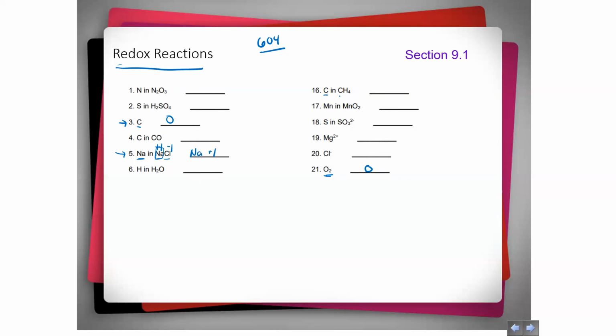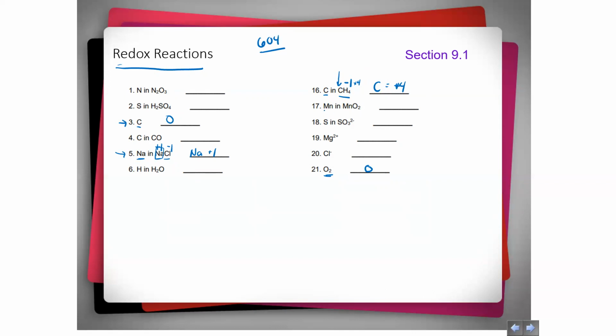Let's try the C in CH4. So we don't have any rules for C on our table, but we have rules for H. Every H was +1, and in this case, there are 4 of them. So what should the C be in order to make this whole thing 0? The C has to be -4. Because each H is +1 and there are 4 of them, so there's a sum of oxidation numbers of +4. So the C has to be -4. Each hydrogen is +1, but there are 4 of them.